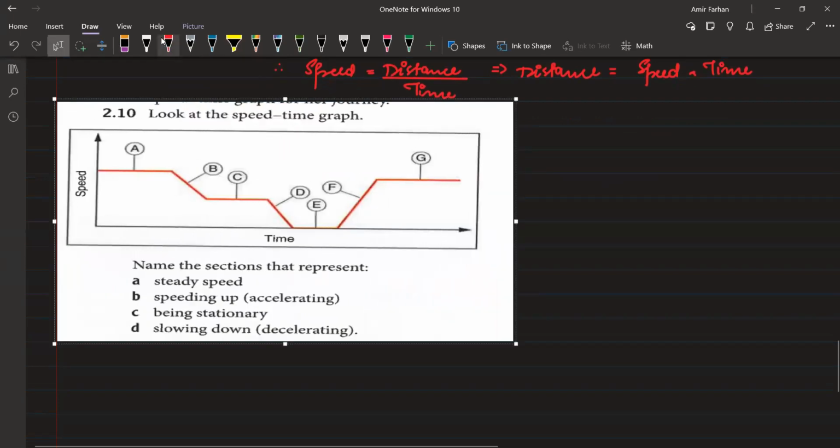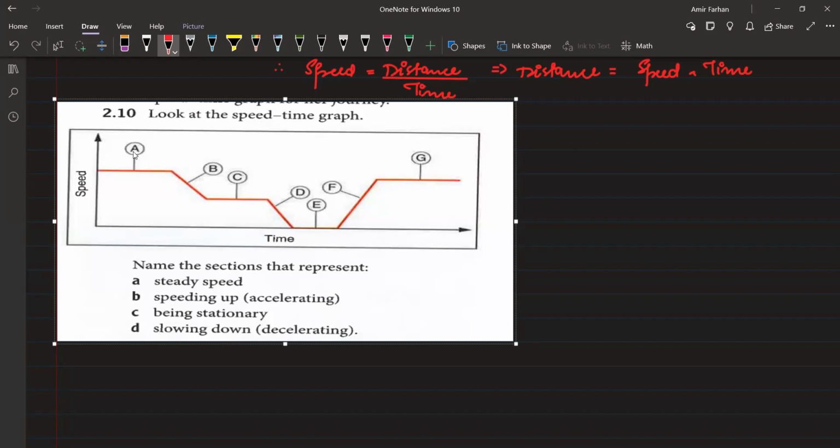Yes, Ayaan. As you can see this thing in the graph, every point has been marked out in the graph itself. The question is saying that you have to name the section that represents steady speed, speeding up, being stationary, and slowing down. Yes, Ayaan, please tell me.